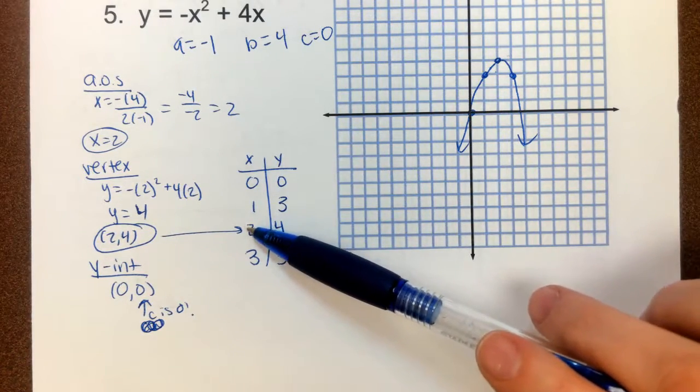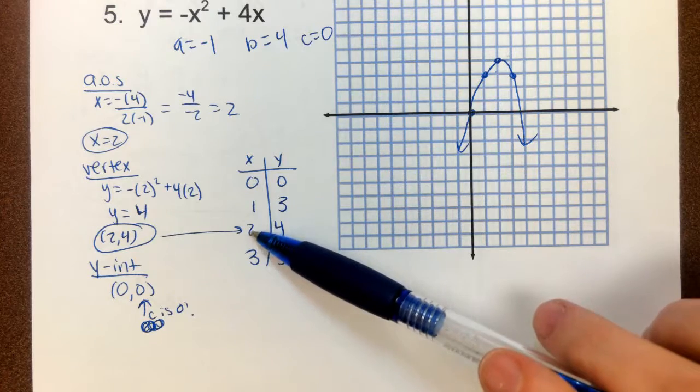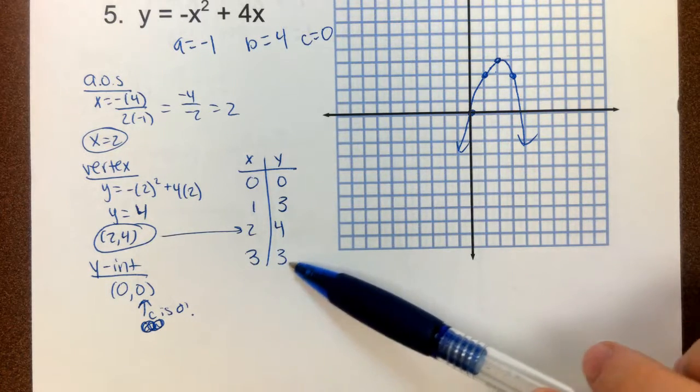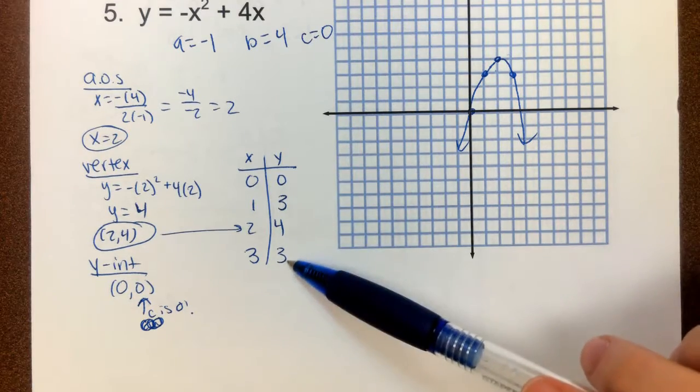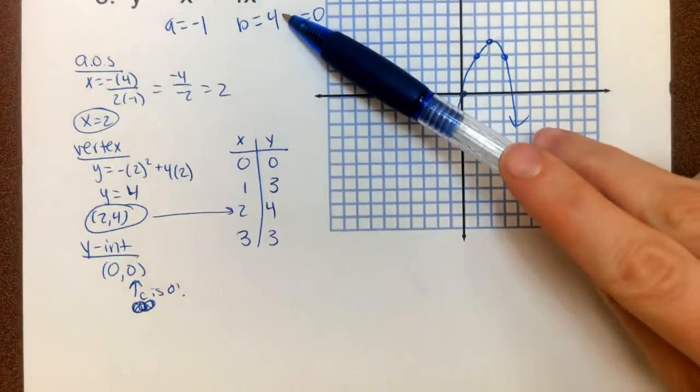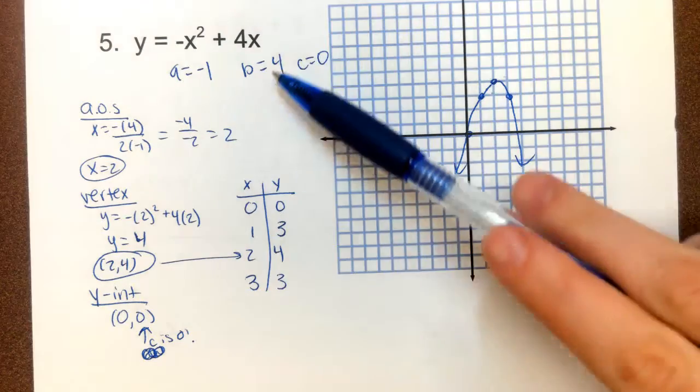I took my vertex and I put it in the middle of my table, and I picked an x value less than this number and greater than this number, and then used my table of values to find these y's. If you didn't know how to do that, you could have also plugged in x here to this equation and y to this equation.